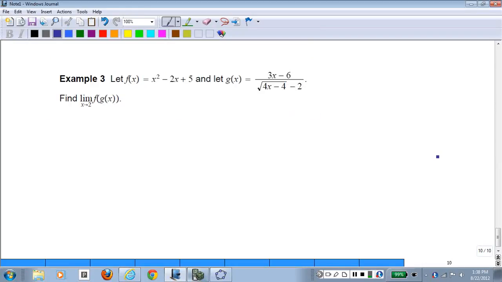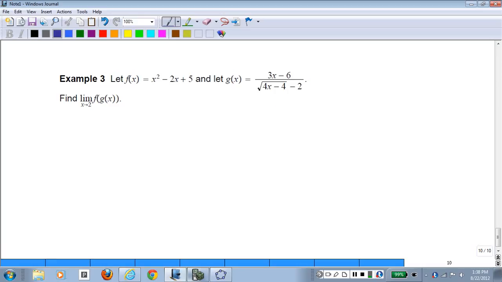Let's consider the polynomial function f of x equals x squared minus 2x plus 5. And g of x is the function we actually looked at last time. This was the one where as x got really close to 2, the numerator got really close to 0 and the denominator got really close to 0. But the ratio of the numerator to the denominator approached an actual number.